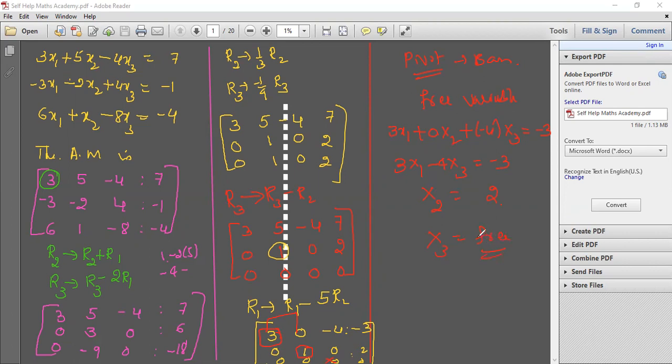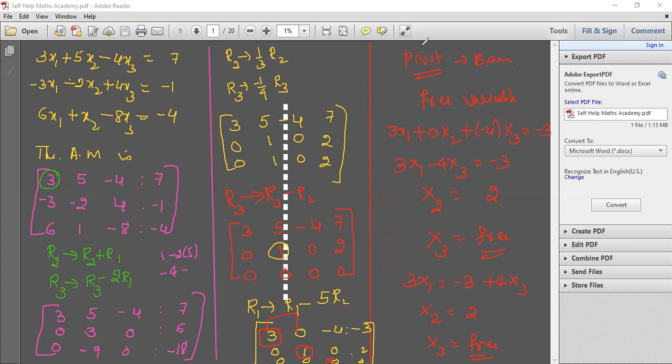x3 is a free variable. So you can write your 3x1 as minus 3 plus 4x3, and x2 is 2, and x3 is a free variable. As I already told you, if there exists at least one free variable, then if I substitute x3 is equal to 1, one set of solution you will get. If I substitute x3 is equal to 2, another set of solution you will get.